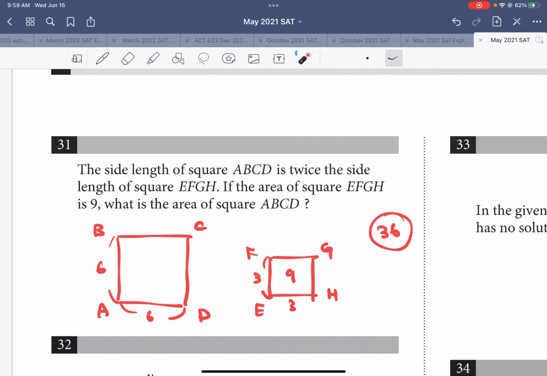It said that this is twice the length of this. And then how are you going to find out this length? Because they gave you the area of this square. So area of a square is one side squared. So 3 times 3 is 9. Then you can find out this one is 6. And then what is the area of ABCD? 6 times 6 is 36.